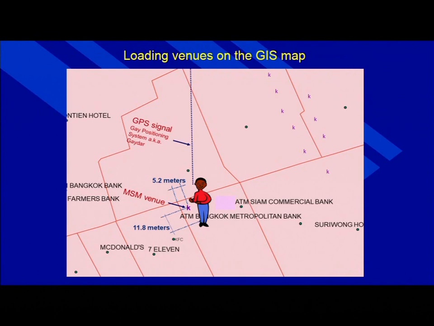So what we do is we physically go to a venue and load the coordinates on the Global Information System map, and you can see there the GPS signal is right here. It's called the Gay Positioning System signal, or also known as GADAR. You may have heard about it. And so here's the MSM venue, and the signal would load the particular venue on the world map with a precision of about 5 to 10 meters.